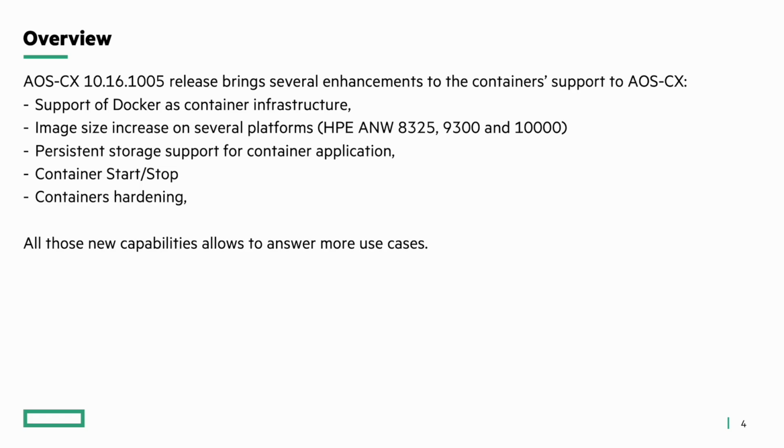in a future slide. The image size has also been increased on several platforms: the HPE 8225, 9300, including the S version, and the 10K. We also have persistent storage support for container applications, so it means that now a container can store and read files which are located and hosted outside of the container itself. We can now also start and stop a container, and we also have some hardening items for the container.